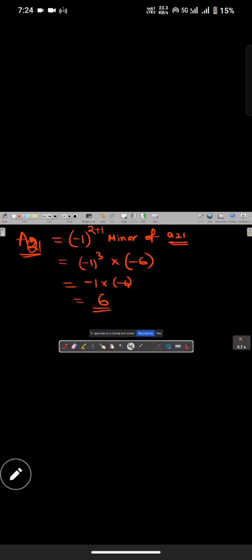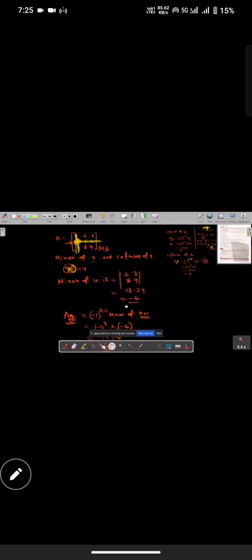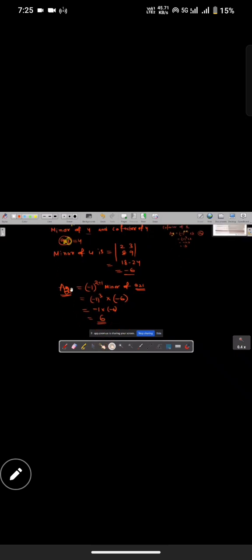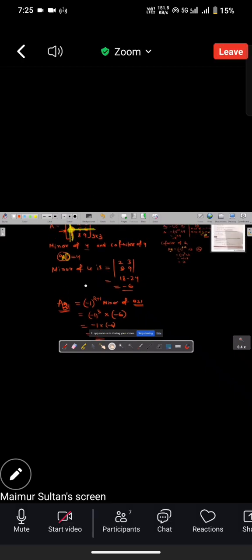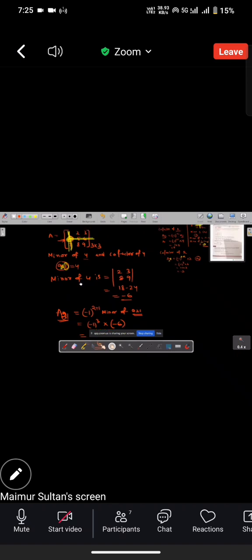So for this 3 by 3 matrix, if you want to find the minor of 4, we get a determinant, and the determinant is minus 6. And the cofactor of 4 is minus 1 to the power i plus j times the minor of A21, and this equals 6. Understood? Yes, sir. Okay. This concept is very important for determinants.